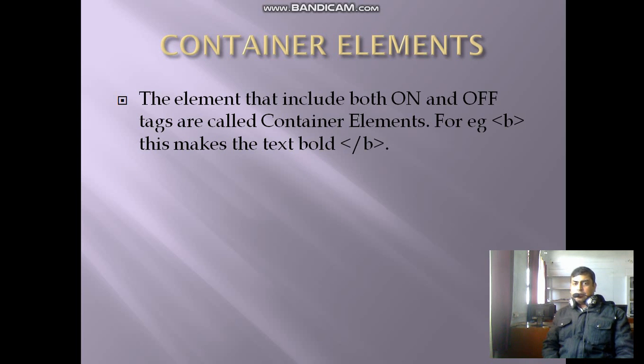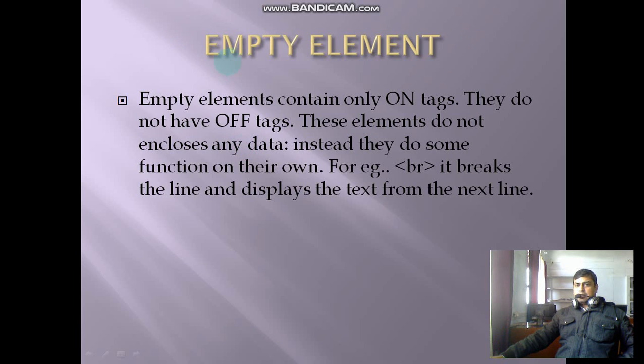Now let's see the container element first. The element that includes both on and off tags is called a container element. For example, B, this makes the text bold. In this, both the opening and closing tags are present, so this is called a container element.